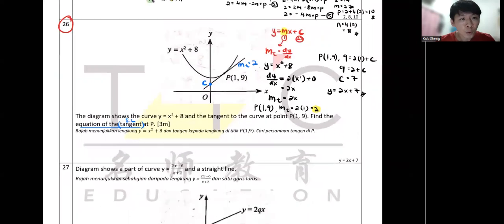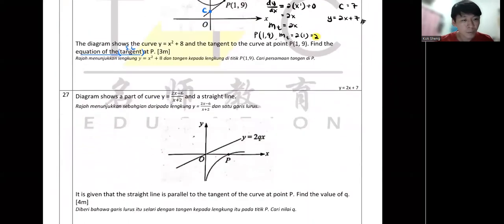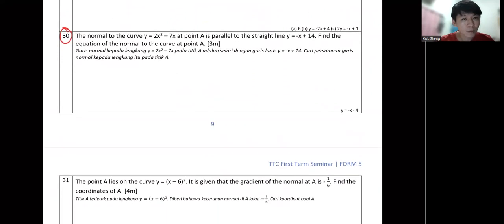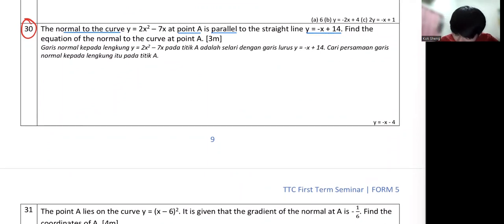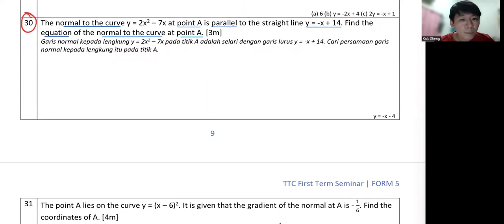Question 30. We have 3 more to go. This time no graph, we need to draw ourselves. The normal to the curve at point A is parallel to the straight line. Find the equation of the normal to the curve at point A. No picture, so we draw ourselves.